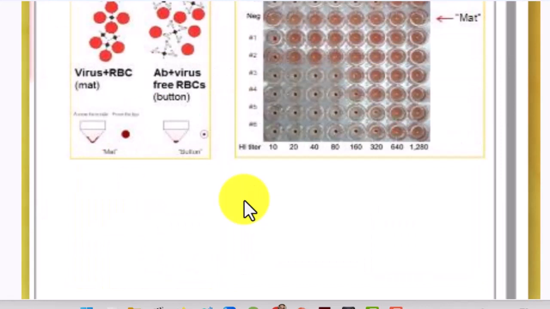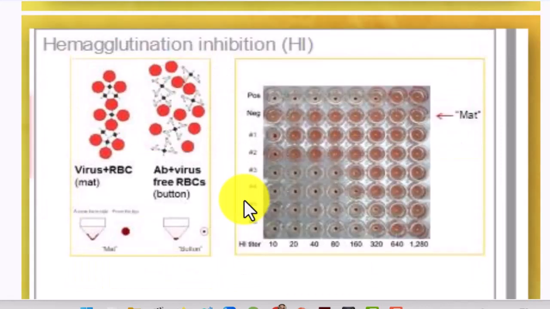Hemagglutination inhibition test. Some viruses hemagglutinate the RBCs of other species. We use this character to identify some viruses like Newcastle disease virus and influenza.